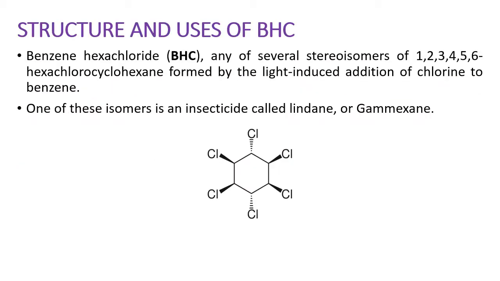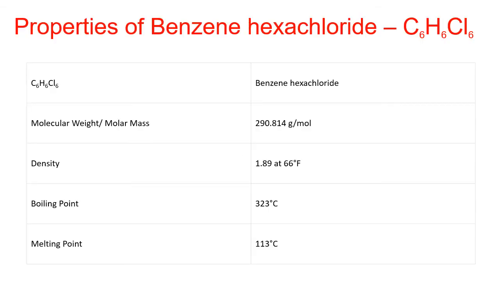Structure and uses of BHC. BHC stands for benzene hexachloride. It is any of several stereoisomers of 1,2,3,4,5,6-hexachlorocyclohexane formed by the light-induced addition of chlorine to benzene. One of these isomers is an insecticide called lindane, or gamma-hexane. This is the structure of BHC, benzene hexachloride.